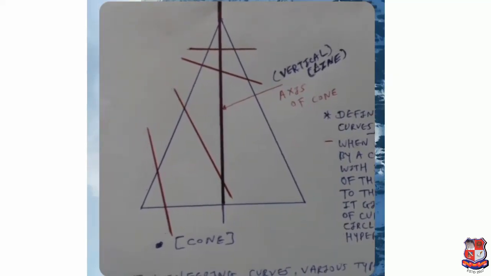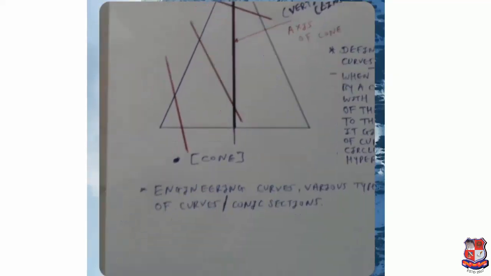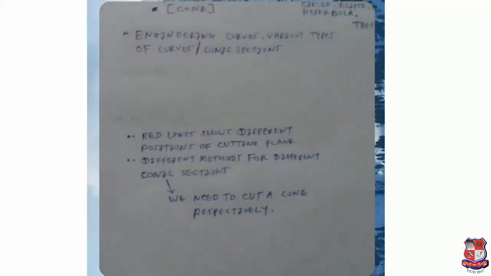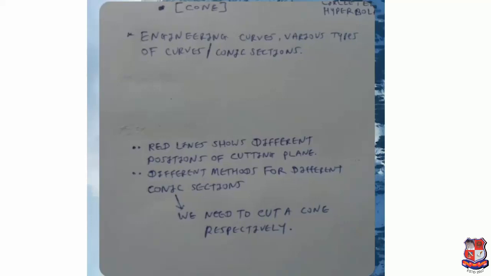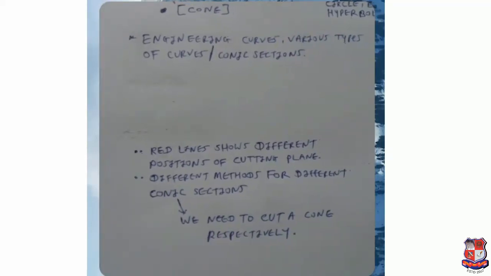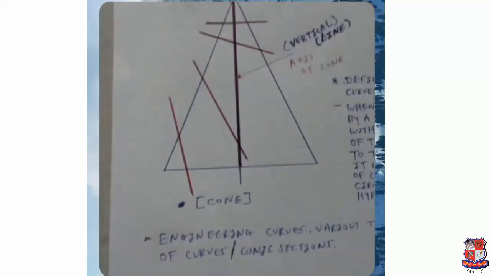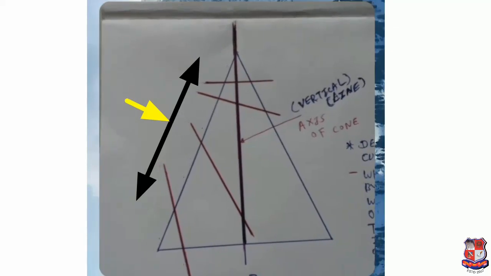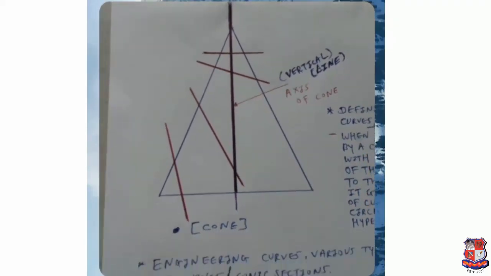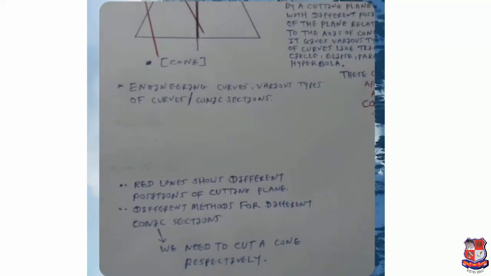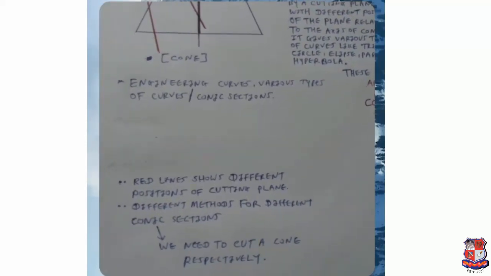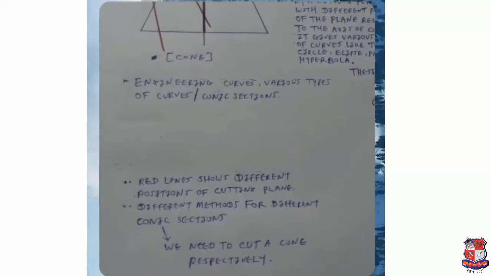Understood? So we have different methods for different conical sections. For that we need to cut a cone respectively. Understood? So let's see it in detail.